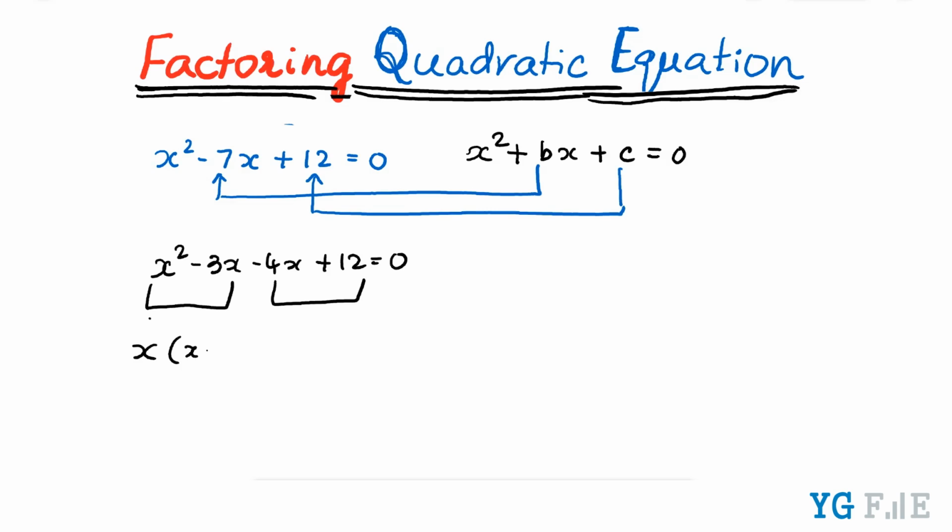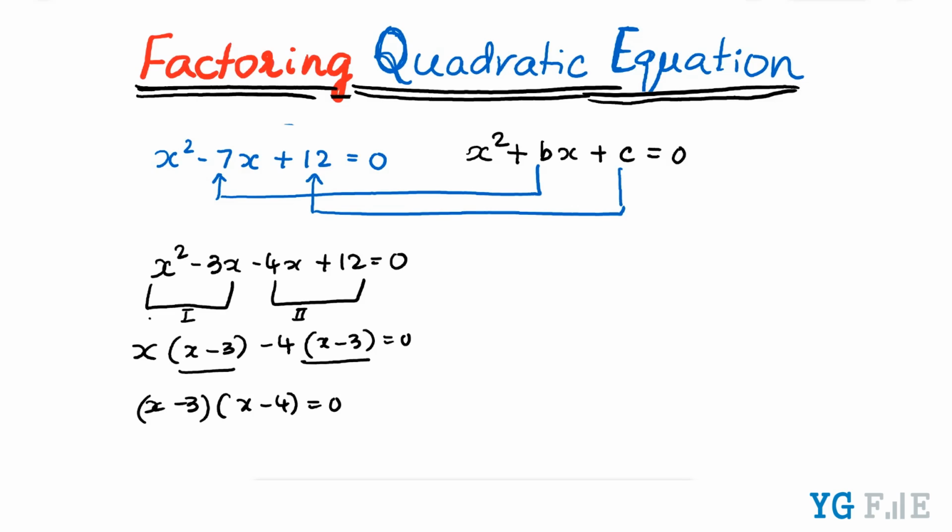So x is common, so we write x minus 3, and in the second part, let us label this as first and second part, the second part 4 is common, so we get x minus 3 equal to 0. Now we take these two because x minus 3 is common here, and then we get x minus 4 equal to 0. So our factors are x minus 3 and x minus 4. So we factorized the quadratic equation into two factors using 3 and 4 as the factors. This is how you typically do the factorization.